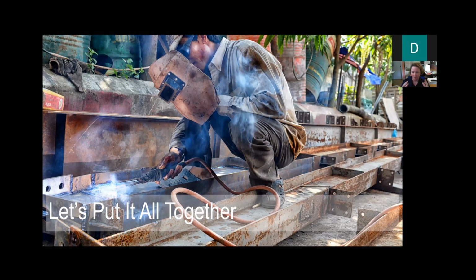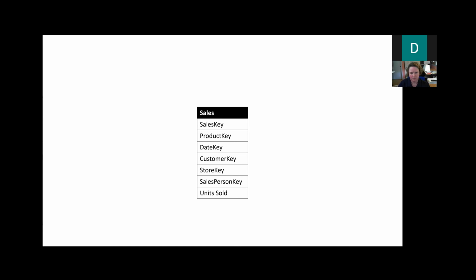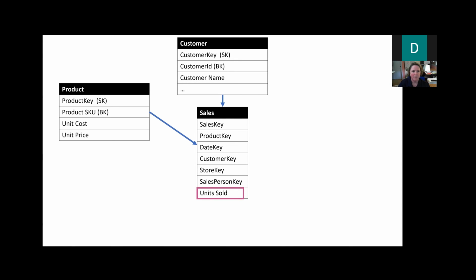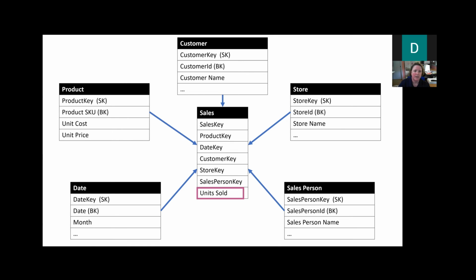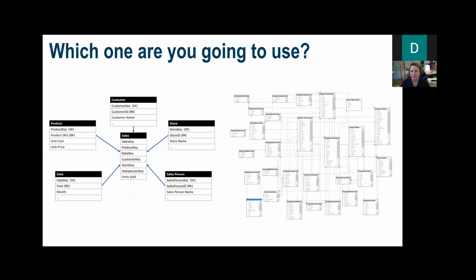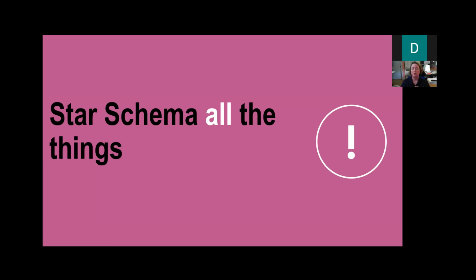So let's put this all together. So we have a sales table, and we have the number of units sold here. We've got a customer, we've got a product, we've got a store, we've got the date that it was sold, and we have the salesperson who sold it. So now that we've modeled this out, which one are you going to use? I don't know about you all, but to me, it's kind of a no-brainer, and I'm going to go with the one that's on the left-hand side, because that looks a whole lot easier to be able to pull data out of than that relational schema that's on the right-hand side. So in short, you want to star schema all the things if you are going to be using the Microsoft stack of analytical tools. You're going to get the best performance because that's what those tools were designed to consume, is something that's in a star schema.